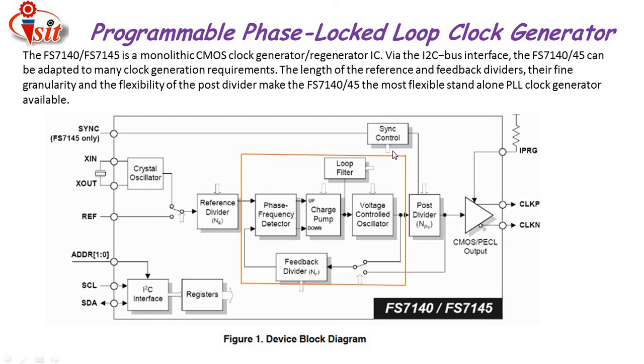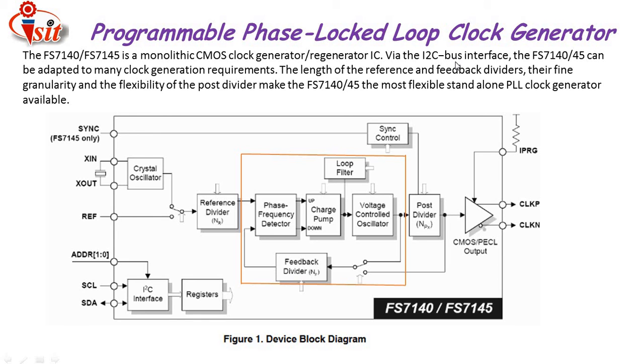A synchronous controller circuit is connected over here, the sync controller FS7145. Then X out is the crystal oscillator connected along with that reference divider circuit. Then this is an I2C interface, this is a register circuit, and this is the SCL SDA circuit. Then ADDR is also connected along with this device. This is the block diagram related to the programmable phase locked loop generator. In this, the FS7145 is a monolithic CMOS clock generator IC programmable via the I2C bus interface.